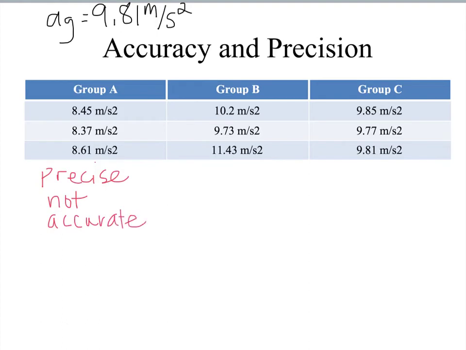Now group B, their values are all over the place. They have 10.2, 9.73, which is actually close, but then they've got 11.43, which is way off. So this one is both not precise and not accurate.